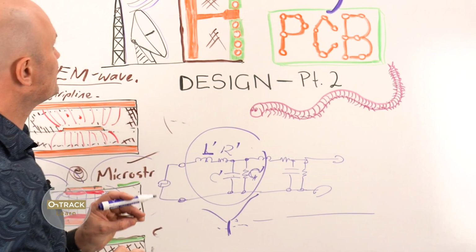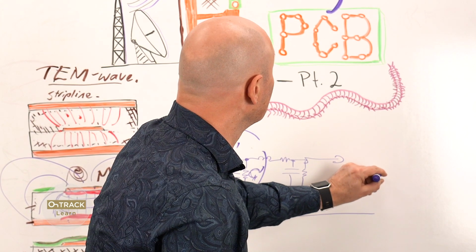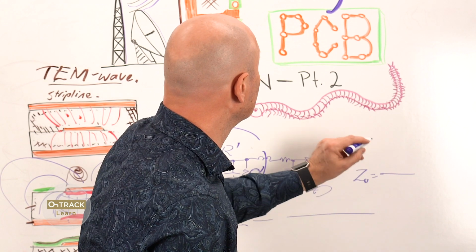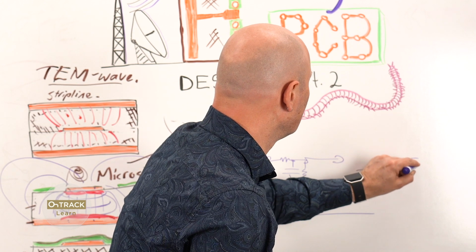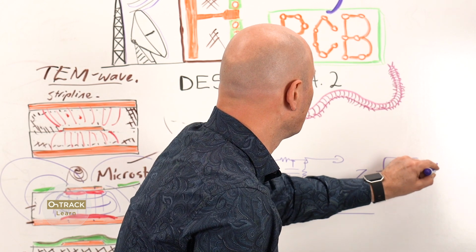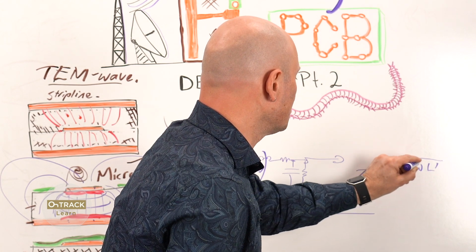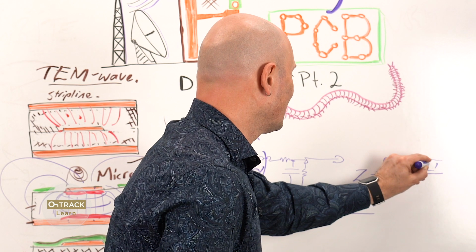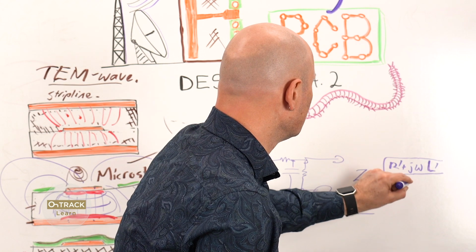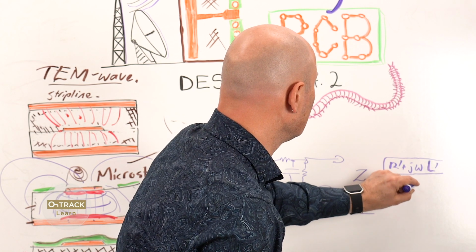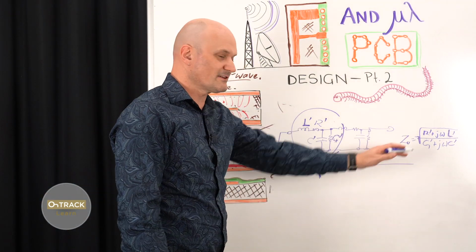And that's what gives rise to the characteristic impedance, which is Z0, which is the square root of the per-unit-length resistance plus jω, so there's the frequency component, times the per-unit-length inductance, over the conductance per unit length plus jω times capacitance. Right, so that's kind of esoteric.